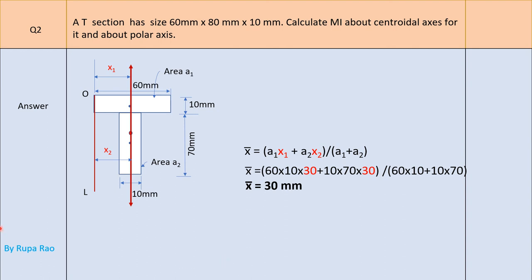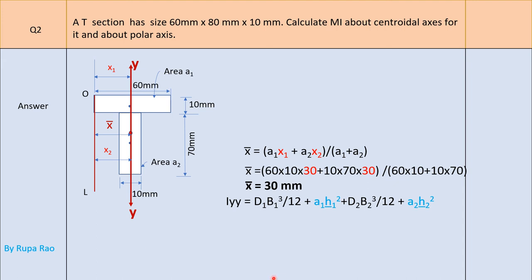Now, I am showing here, this is the centroid of a T section, then this distance from here to here is x bar, and that is also 30. So this is x bar and this is the axis yy. Now you will see the center of area A1, the center of area A2 and the centroid all are in one same line, that is along the axis yy. So y1 is also this axis, y2 is also the same axis, and y of the T section is also the same axis.